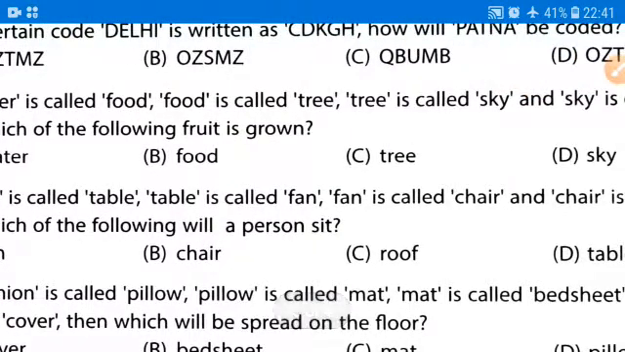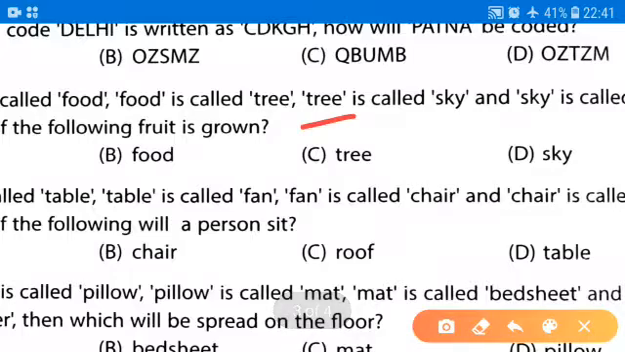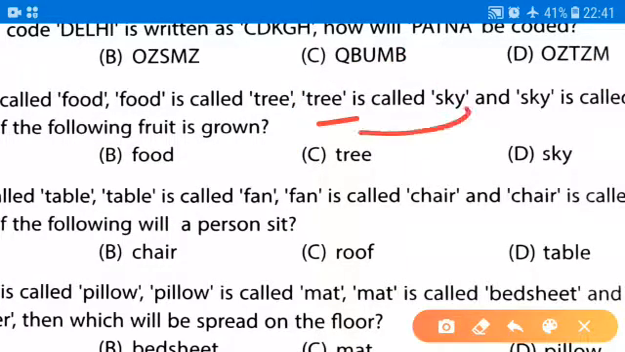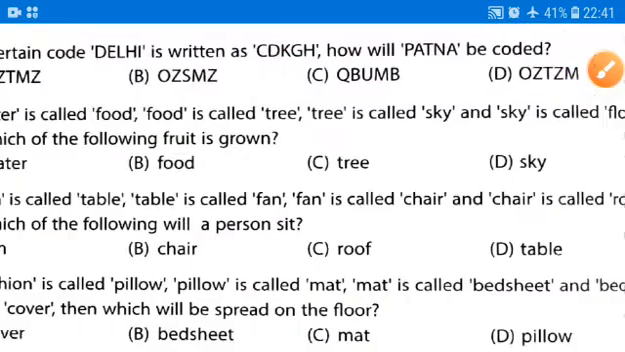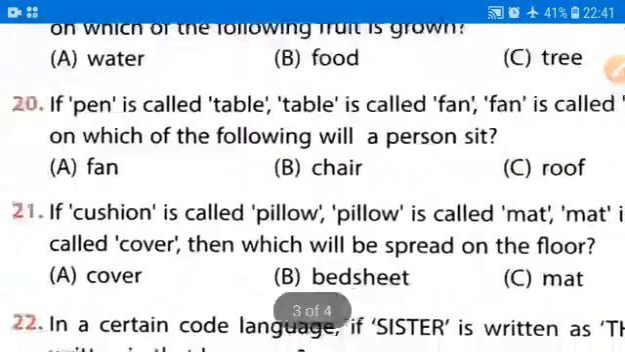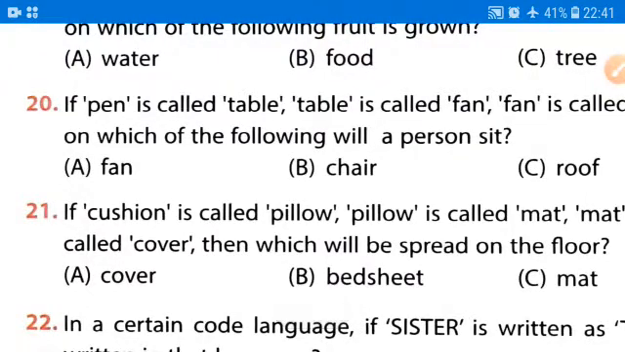Now the question is, on which of the following is fruit grown? Generally fruit is grown on trees, but we don't have to say tree, we have to say sky, because tree is called sky here. So the correct answer for this question will be option D, that is sky. Very simple question.